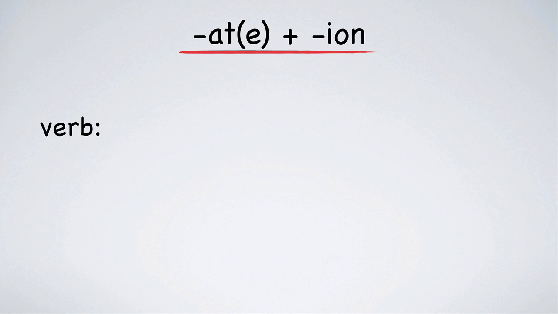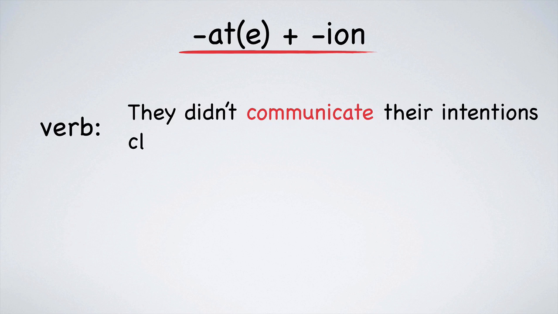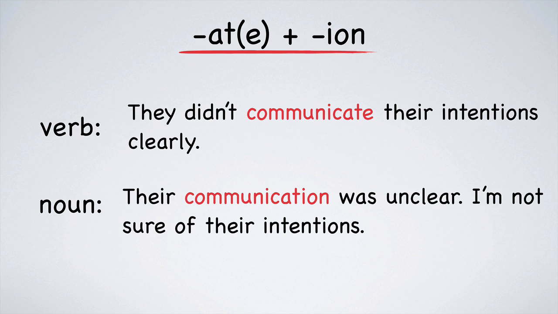First, I'll use a word as a verb. They didn't communicate their intentions clearly. And now, as a noun. Their communication was unclear. I'm not sure of their intentions. I hope that helped you.